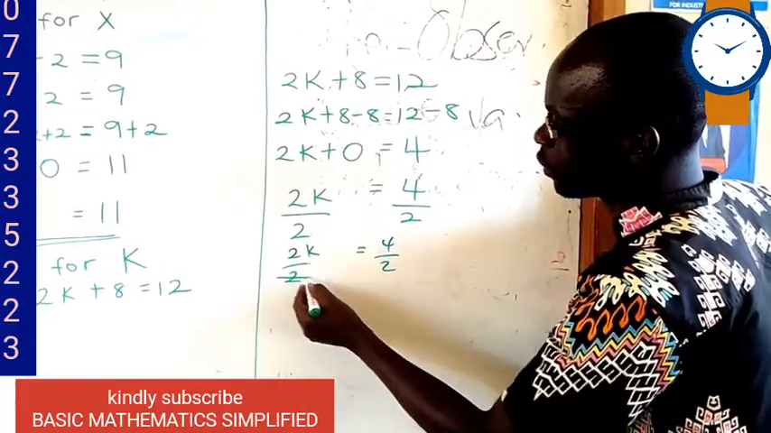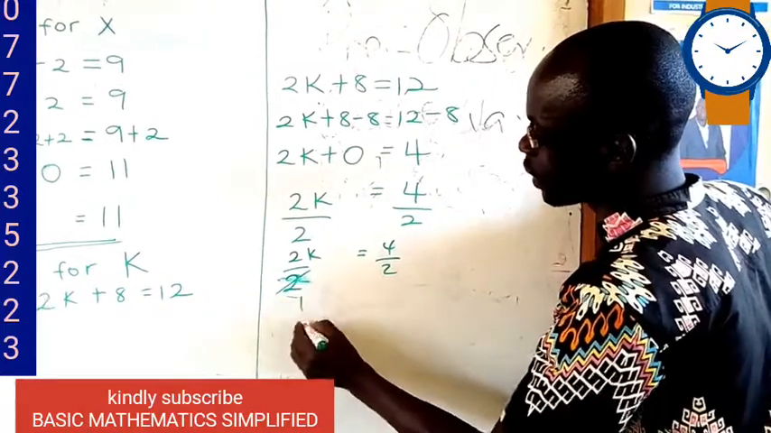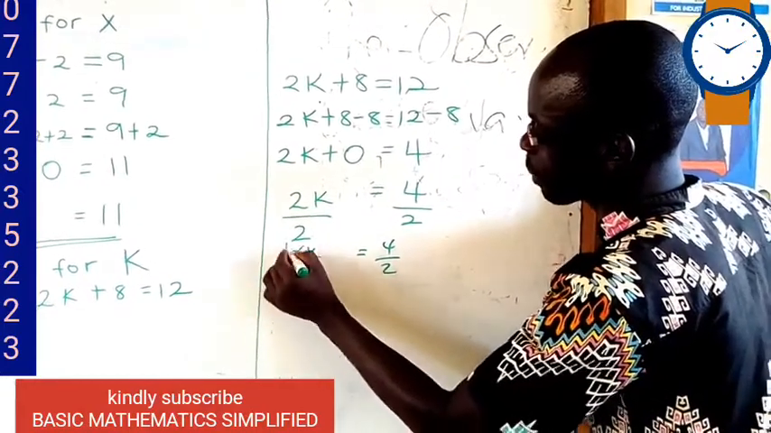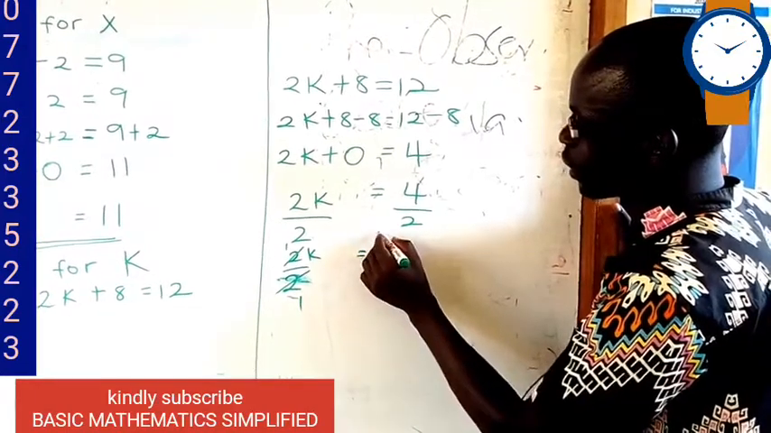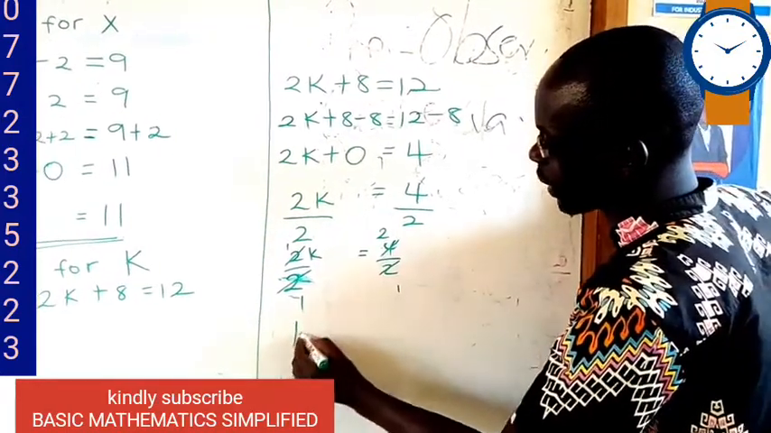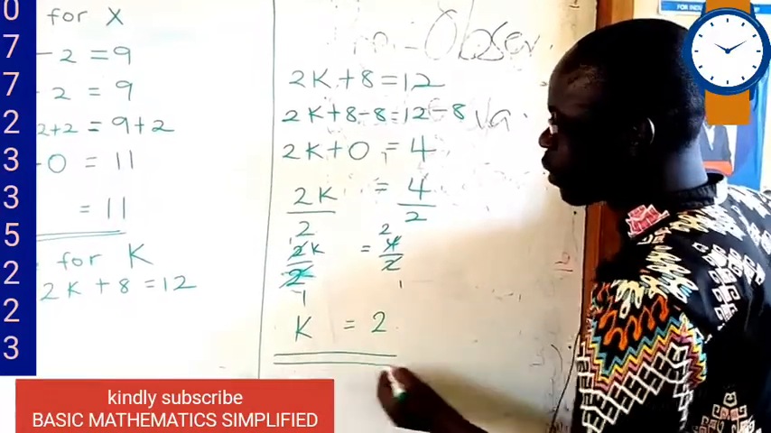Some of you do this kind of thing, which is not allowed. You're supposed to divide like that. Here we have 1, 4 divided by 2 gives you 2. So that our k equals 2. Remember they're saying find the value of k.